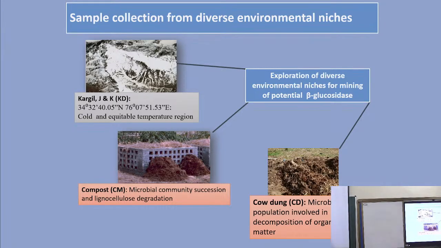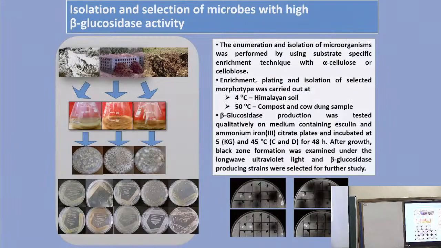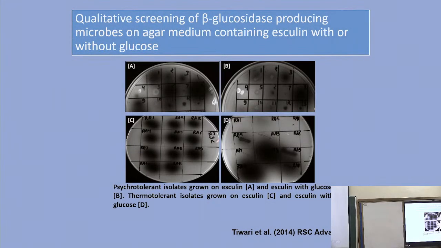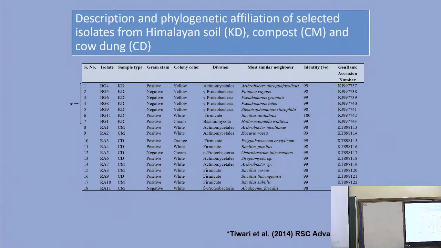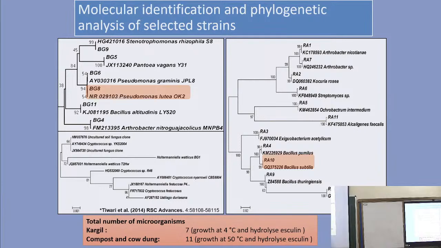So we collected the sample from the Kargil area, and also from the composting area, and also from the cow dung area. So you can see that KD, CM and CD, these are the codes given, and then we did the wet lab exercise, and then we tried to see the qualitative screening which we have done. This is published work, and here you see these are the isolates. Now our target was what specific isolates we can take up further. So these are the different isolates which we got from various areas.